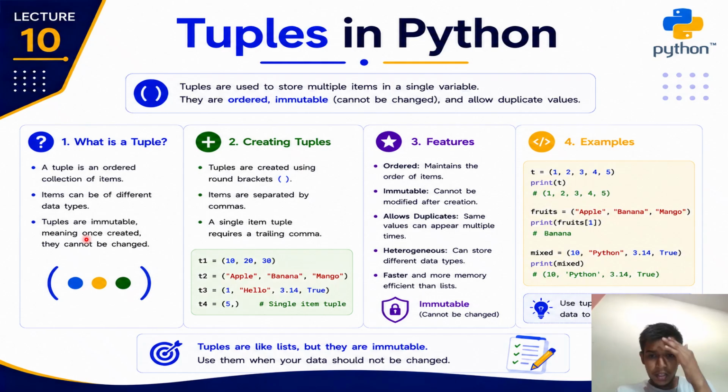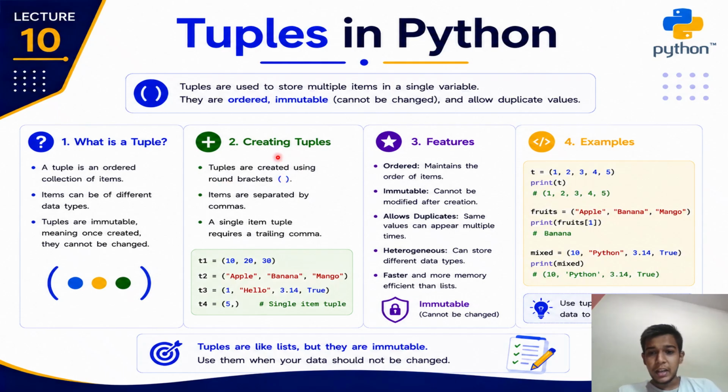Now, what is a tuple? As you can see here, a tuple is an ordered collection of items. Since it is ordered, Python remembers the position of every element, just like a list. Tuples support indexing and slicing. They can also contain multiple data types together. But unlike lists, tuples are read-only. Now, how to create tuples?